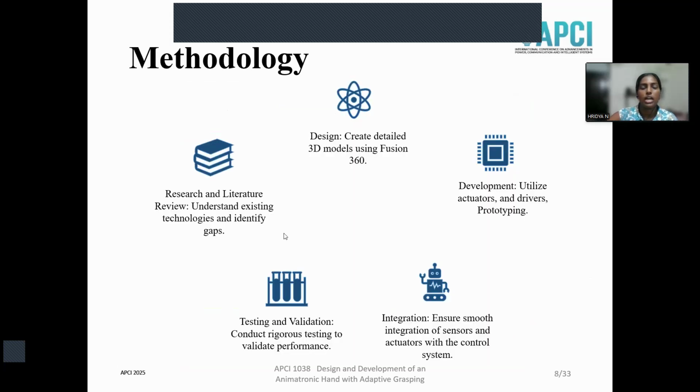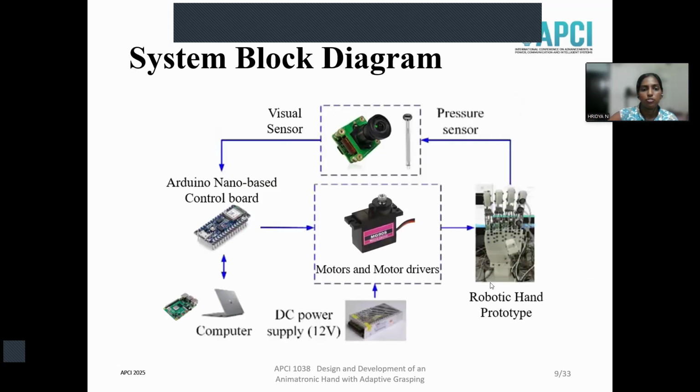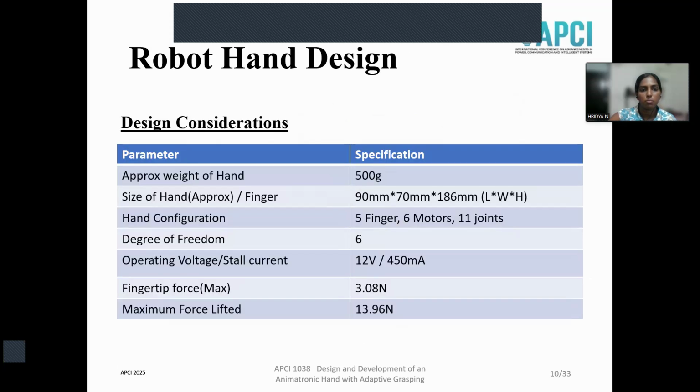The methodology includes understanding the existing technology and identifying the gaps, creating a detailed 3D model using Fusion 360, utilizing actuators and prototyping, ensuring smooth integration of sensors and actuators, then conducting rigorous testing to validate the performance. So this is the system block diagram. Here we have the robotic hand prototype, which has a pressure sensor attached at the fingertip and a visual sensor placed static. An Arduino Nano and a Raspberry Pi are used as the control boards, and servo motors are connected to the Arduino Nano. Here, the servo motor is powered by a DC power supply.